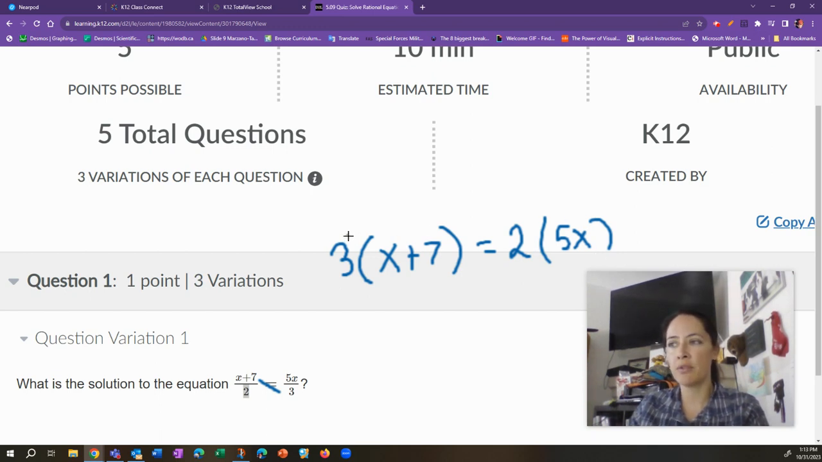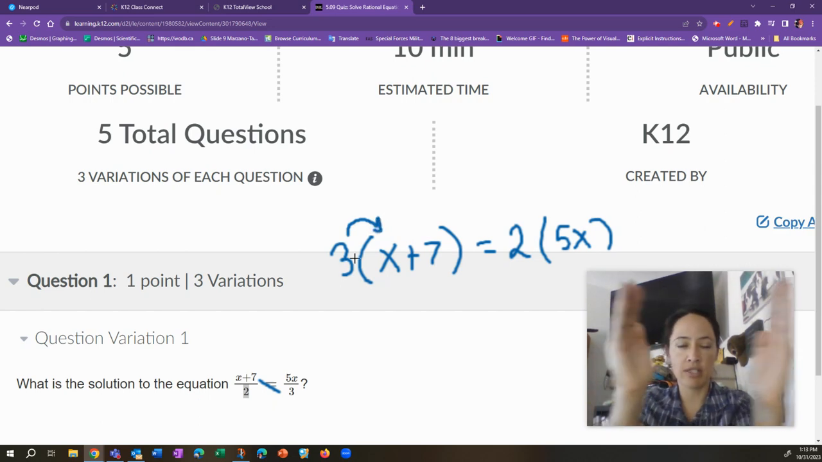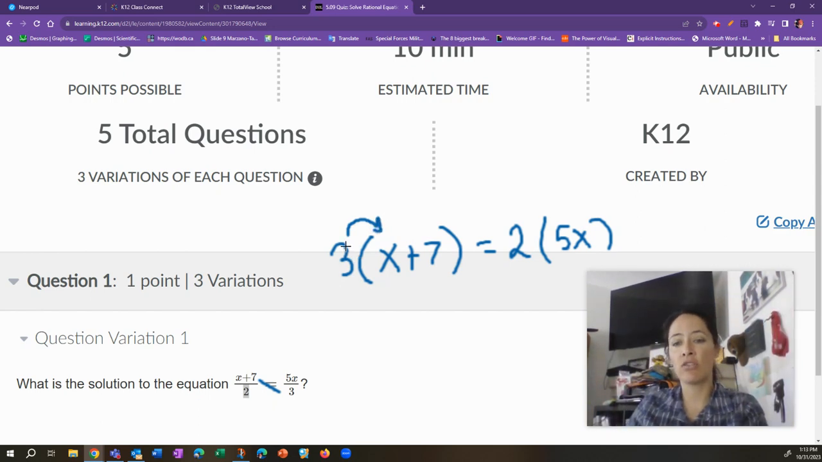We have some variables, we have some coefficients, or the number parts, and we have some constant terms. Right here, we use what's called the distributive property, which states that 3 times (x + 7) is the same as 3 times x plus 3 times 7. So 3 times x stays 3x, and 3 times 7 becomes 21. So we get 3x + 21.